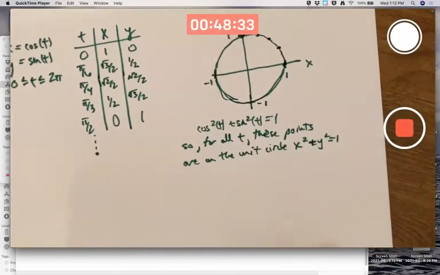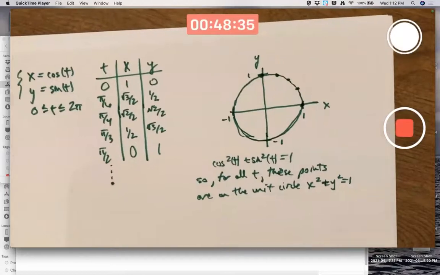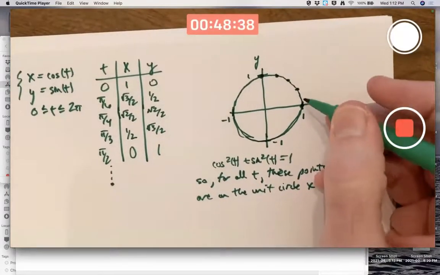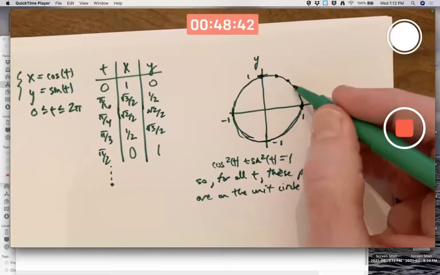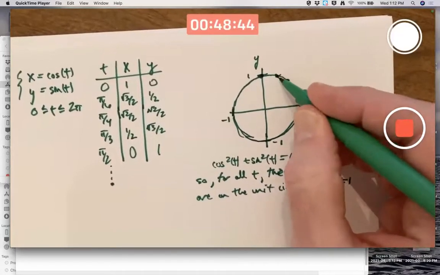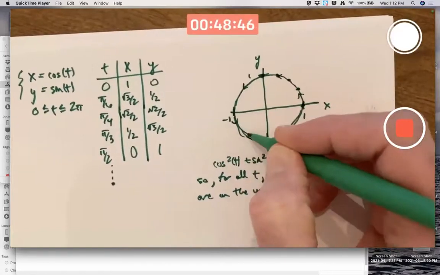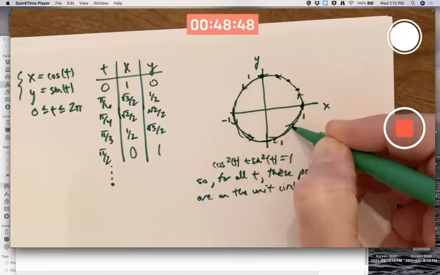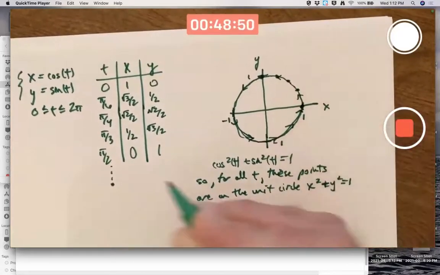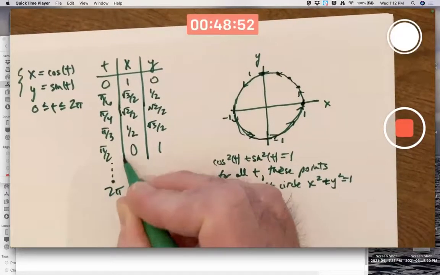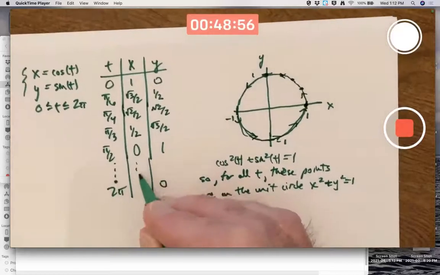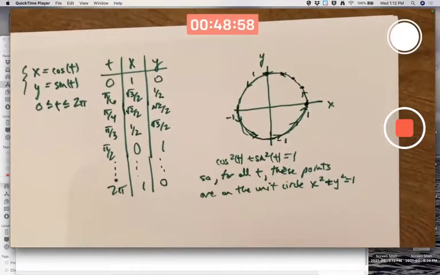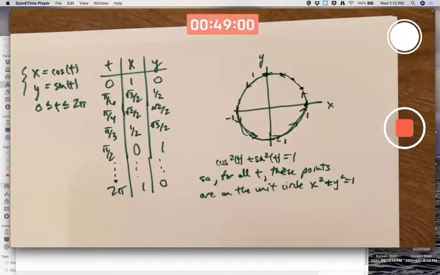But it's more than just that they're on the unit circle. The unit circle gets traced out at a constant speed, in fact, as t increases at a constant rate. I keep moving around the circle at a constant speed and end back where I started when t is 2 pi. When t is 2 pi, I'm back at 1, 0. This is representing uniform circular motion.